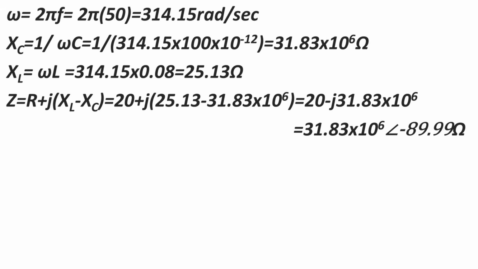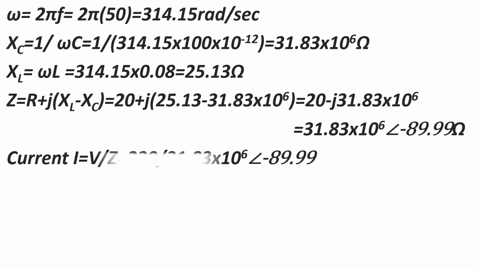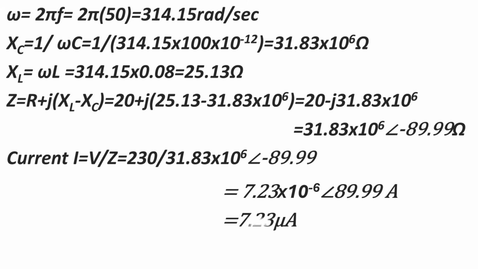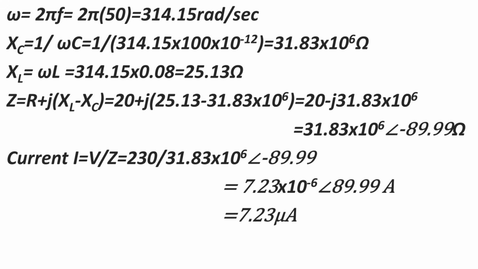ohms. Current I equals V by Z. By substituting, voltage is 230 and the value of impedance obtained is 31.83 into 10 power 6 at an angle of minus 89.99. Then you can obtain the value of current I equals 7.23 into 10 power minus 6 at an angle of 89.99, which equals 7.23 microamperes. Here the angle is positive, so the current is leading.